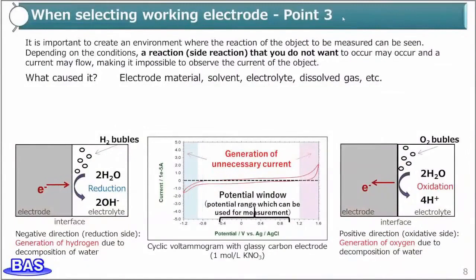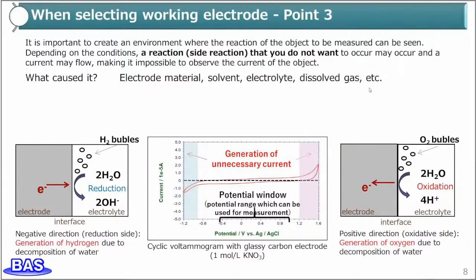The third point to consider when selecting a working electrode is the importance of creating an environment in which the reaction of the object to be measured can be observed. Depending on the condition of the sample, there will be cases where a reaction or side reactions occur which are not desired, and the resulting current makes it difficult or impossible to observe the current of the object. This can be caused by the material of the electrode, solvent, electrolyte, or dissolved gas.